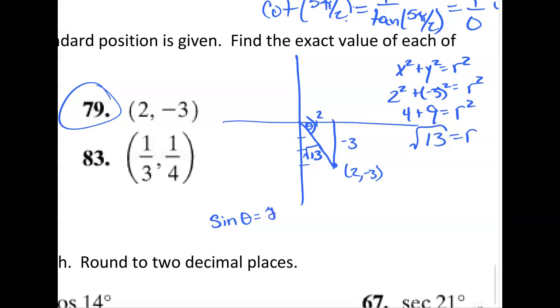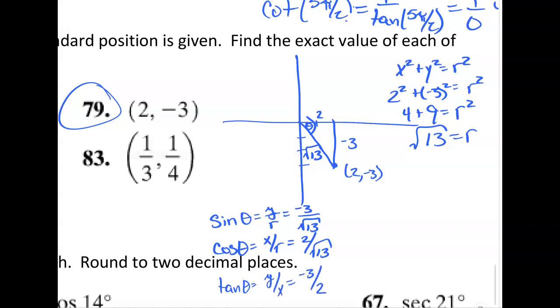So sine, remember, is y divided by r. So my y value is -3. My r value is square root of 13. Cosine of theta is x over r. X is 2. R is square root of 13. Tangent of theta is y over x. So y divided by x is -3 over 2.